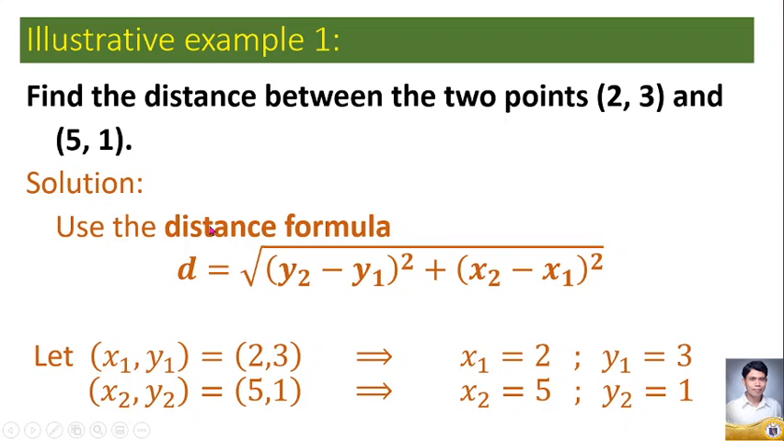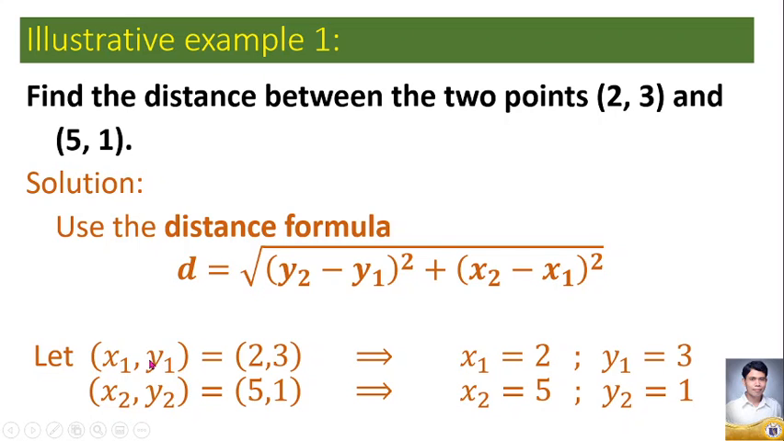Here, we're going to use the distance formula where d equals the square root of the sum of the two squares. The first square is (y sub 2 minus y sub 1) squared, and the second square is the square of (x sub 2 minus x sub 1).